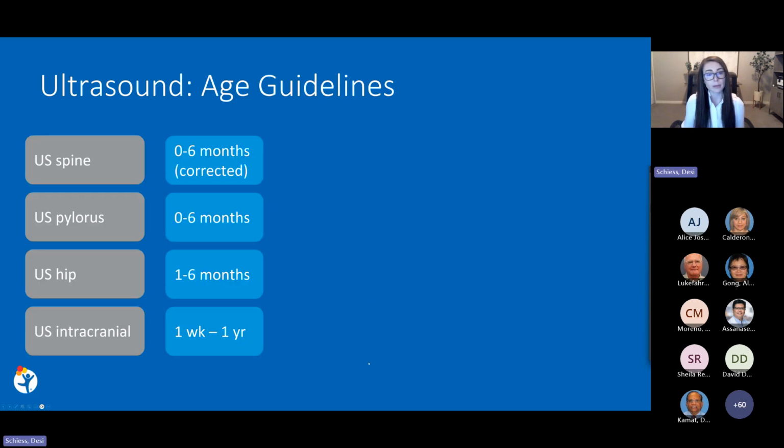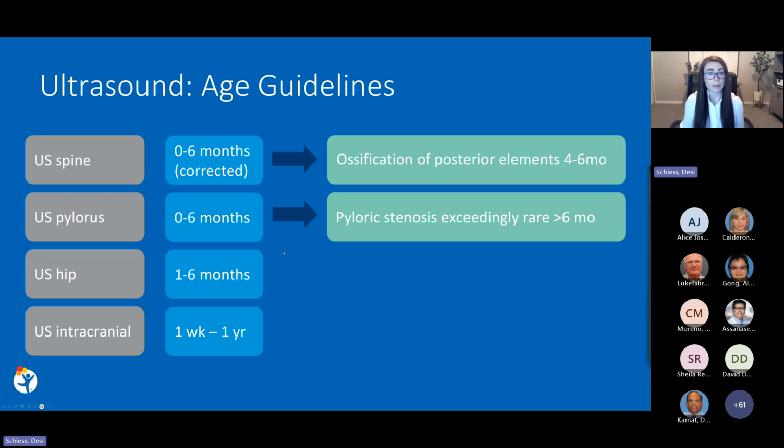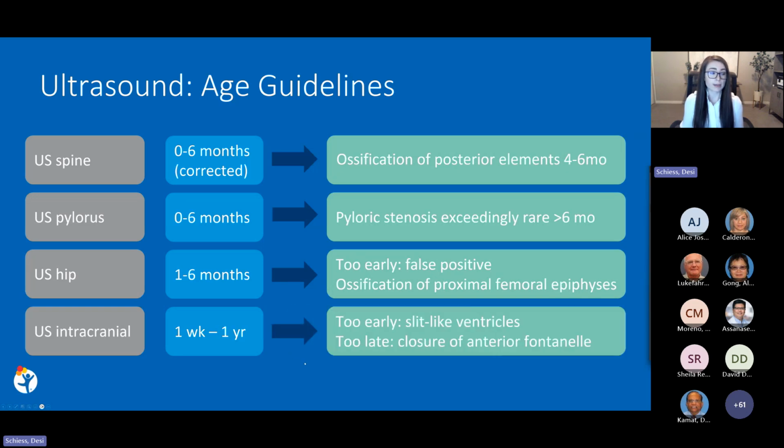Ultrasound has a few age cutoffs to be aware of. For the spine, posterior element ossification precludes evaluation after about 4 to 6 months. Pyloric stenosis is exceedingly rare after the age of 6 months, so we usually don't offer this exam beyond that age. For hip dysplasia, imaging too early can create false positives, and after 6 months, we recommend pelvis x-rays instead due to ossification of the proximal femoral epiphyses. For head ultrasound, dehydration in the newborn causes slit-like ventricles, limiting evaluation for intracranial hemorrhage. And around 1 year, the anterior fontanelle starts closing, limiting the acoustic window.